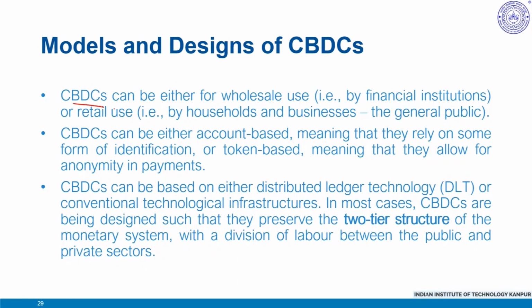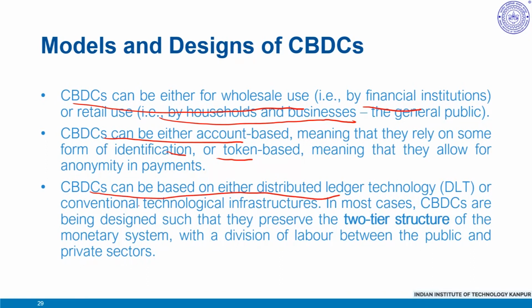These CBDCs can be either wholesale, used by financial institutions, or retail, used by households and businesses, that is the general public. CBDCs can either be account based, meaning that they rely on some form of identification like KYC norms of banks, or token based, meaning that they allow for anonymity in payments. CBDCs can be based on either distributed ledger technology (DLT) or conventional technological infrastructures. In most cases, CBDCs are being designed such that they preserve the two-tier structure of the monetary system, with a division of labor between public and private sectors.